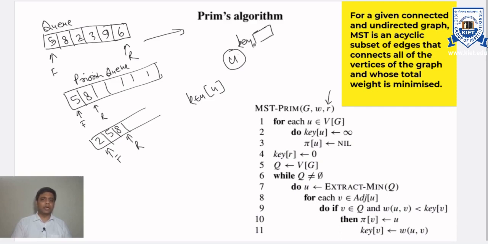So key is an attribute of U which contains a numerical value, and that numerical value reflects the cost with which you could reach U.